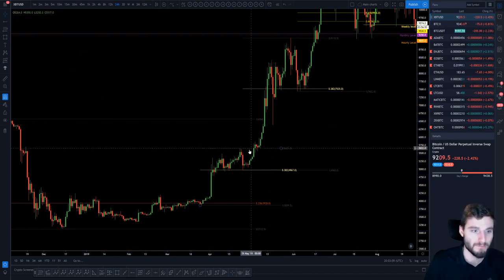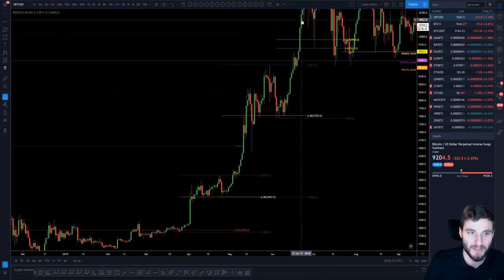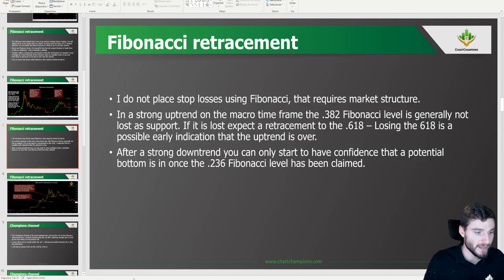Then you had some Bitfinex FUD. I think this was the Bitfinex FUD that dropped down to the 382 and you held. Here was just another, I can't remember offhand now, but you got the retracement, and you got your impulse up. So clearly, while in a strong macro uptrend, the 382 Fibonacci level is generally not lost as support. You don't really want to see a close below that.